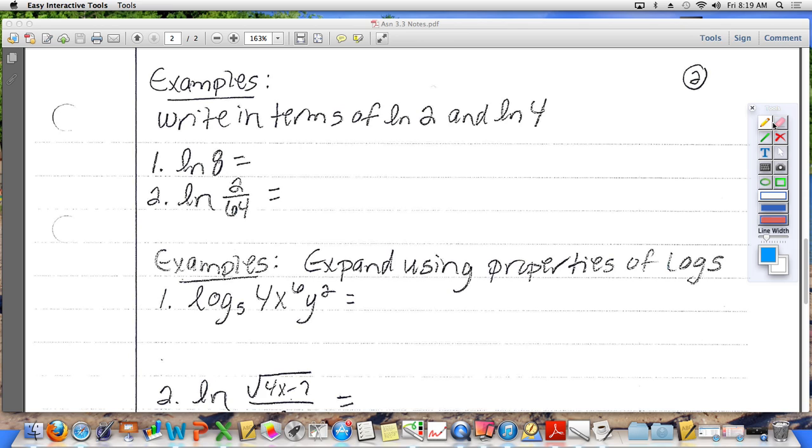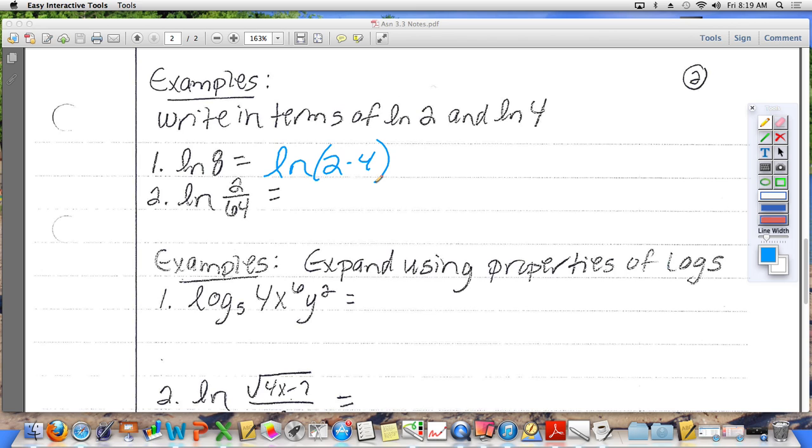We need to write ln of 8 in terms of ln of 2 and ln of 4. So think about the properties that we just talked about. What is 8 the same thing as saying? 2 times 4. So you could rewrite ln of 8 as the ln of 2 times 4. You okay with that?